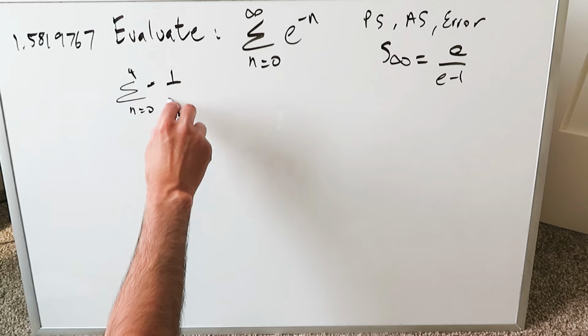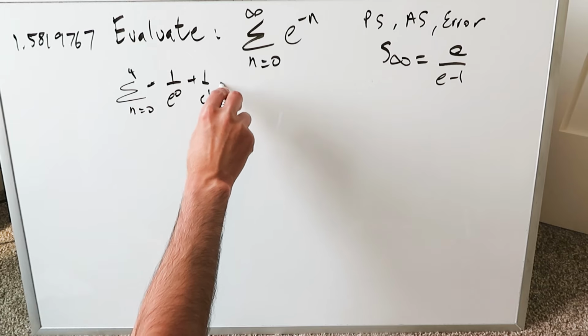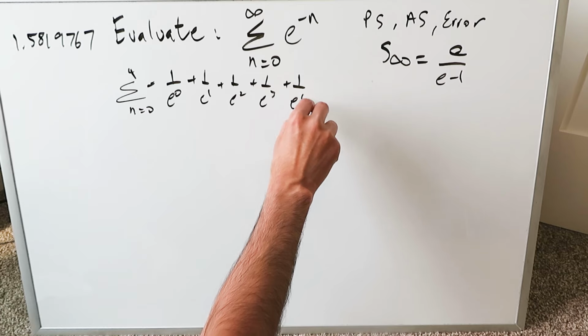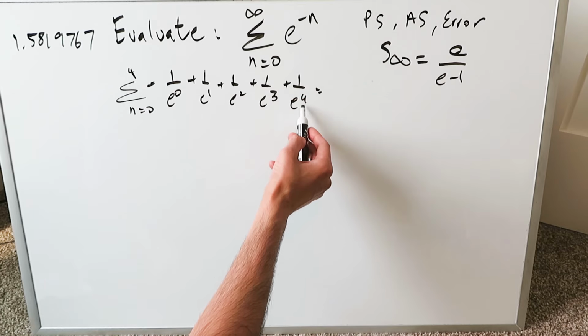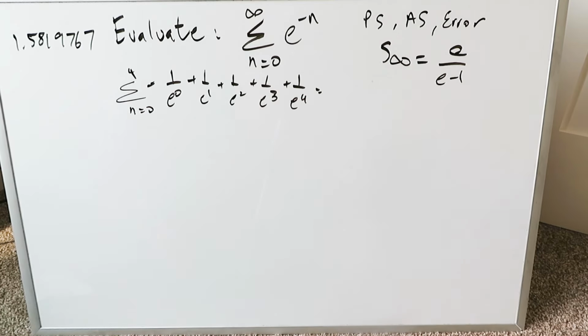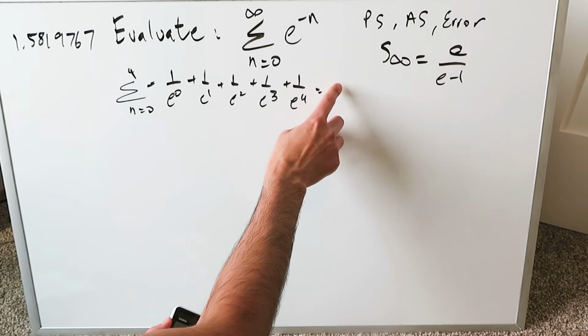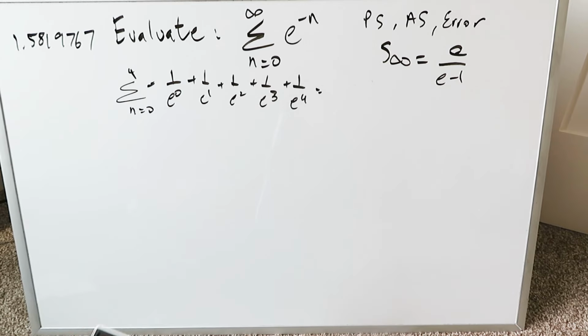What will I have? I'll have 1 over e to the 0 plus 1 over e to the 1 plus 1 over e squared plus 1 over e cubed plus 1 over e to the 4. Even though I'm going up to an n value of 4, I have 5 specific terms, 5 total terms. And let's do this computation. We can start from here and go backwards. Place the value over here for you. You can easily do this on your calculator.